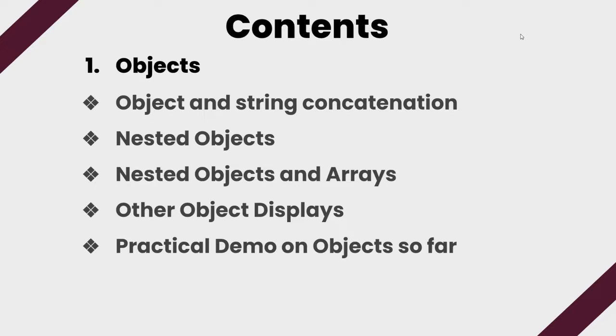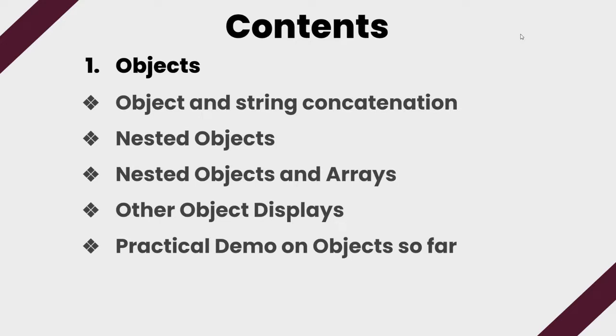And after this, we'd also look at nested objects and arrays. So this actually means that it is possible for you to have an object and an array within an object. It is also possible for you to have an array within an object within an array within an object. Sorry, I hope it's not confusing, but I would show you a demo of how the whole thing works.